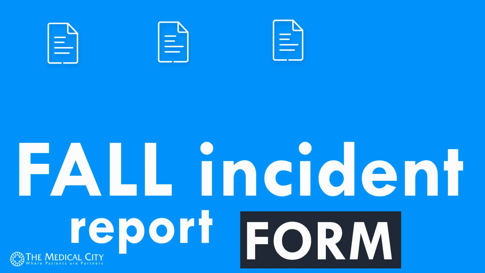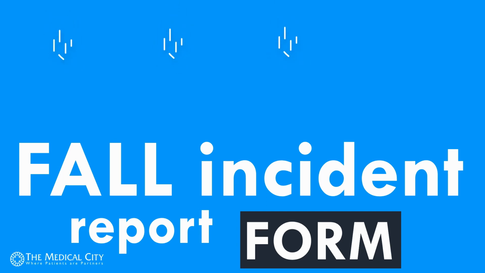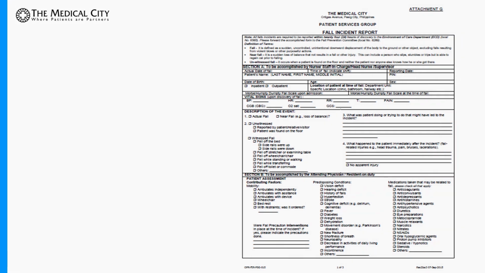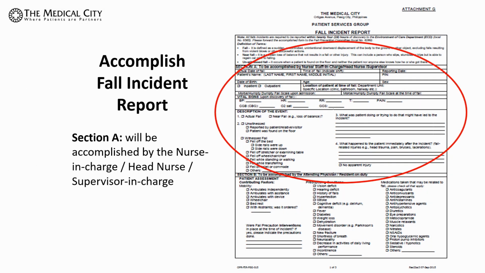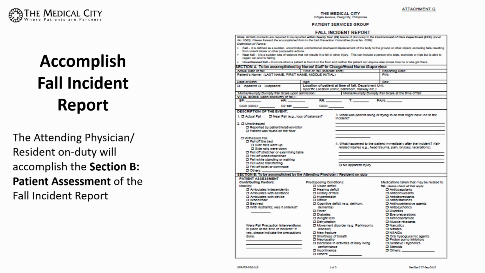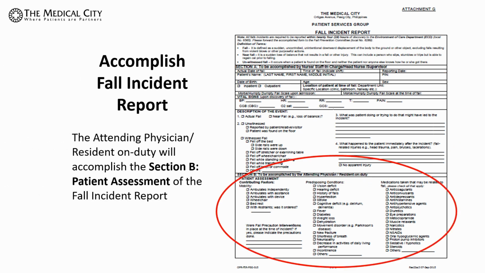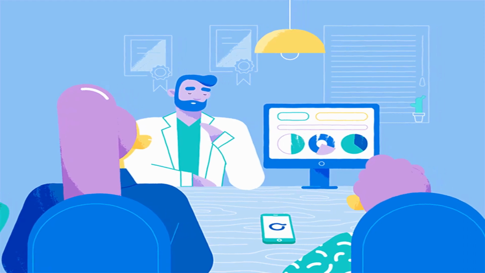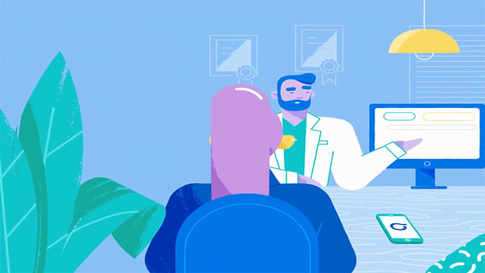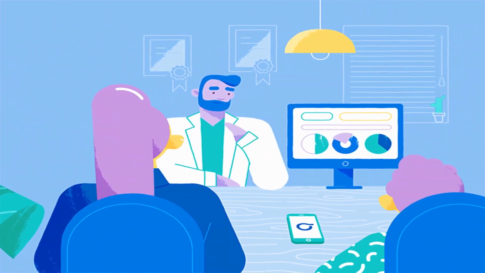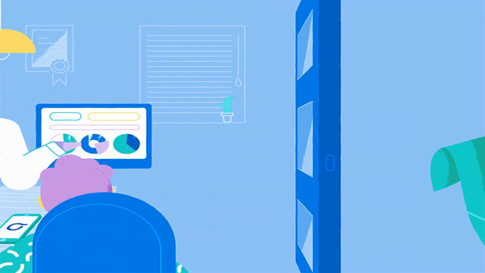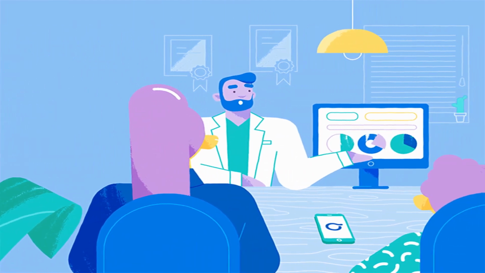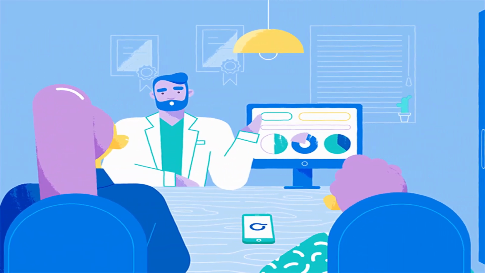The form is divided into two sections. For Section A, this section will be accomplished by the nurse in charge or head nurse or supervisor in charge. While for Section B, the attending physician or resident on duty will accomplish the section. Patient safety is our concern, and safety begins with us. That ends this module. Please watch out for our next fall prevention episode.